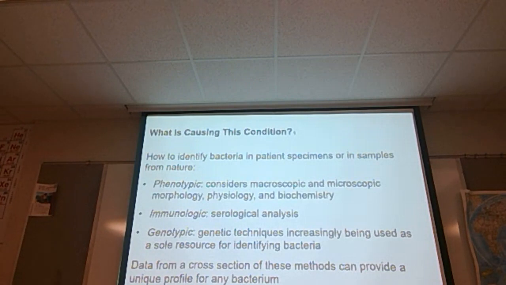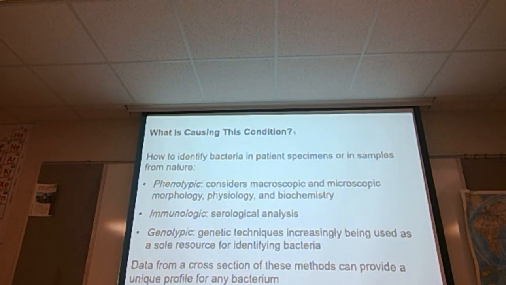Genotypic analyses, we're looking at the genetic techniques. These techniques are increasingly being used as the sole source for identifying bacteria. One of the reasons we go with the genetic is they're going to tell you pretty much down to strain what bacteria you're dealing with. And also, in many cases, these types of tests are much quicker. But we would use data from a cross section of these methods, which can provide a unique profile for any bacterium.